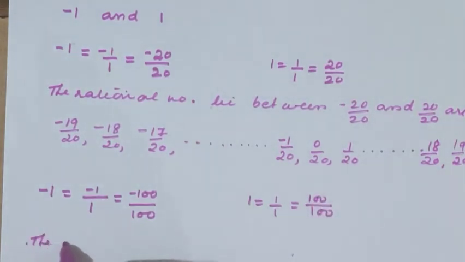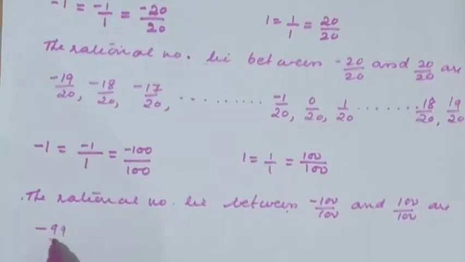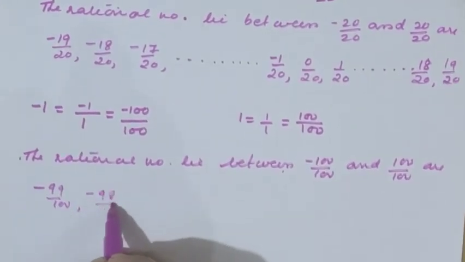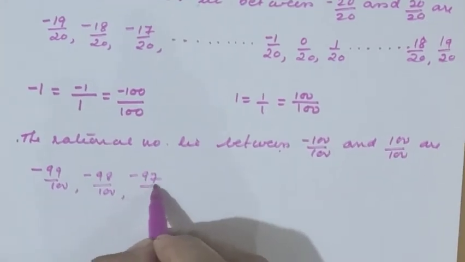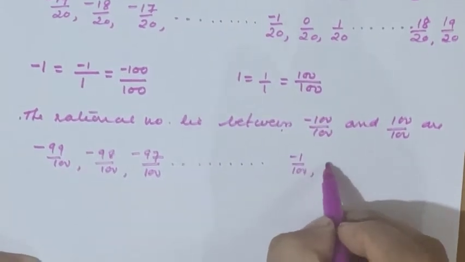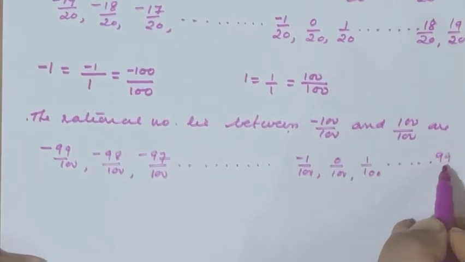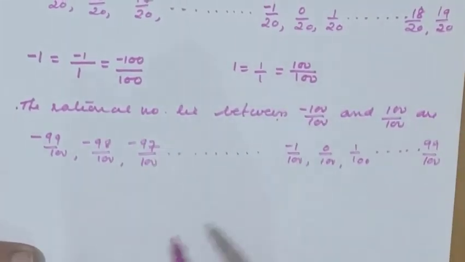So the rational numbers that lie between minus 100 by 100 and 100 by 100 are, from where it will start, minus 99 by 100, minus 98 by 100, minus 97 by 100, etc. Like this it will go to minus 1 by 100, 0 by 100, 1 by 100, and again it will go up to 99 by 100. So many numbers we are getting.